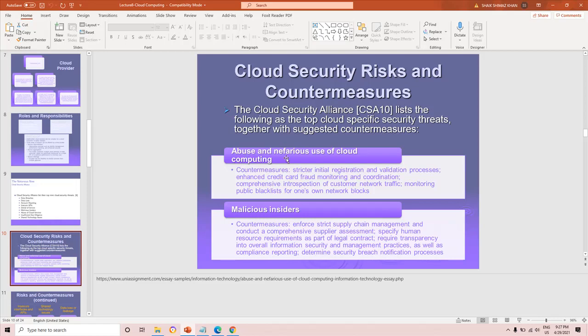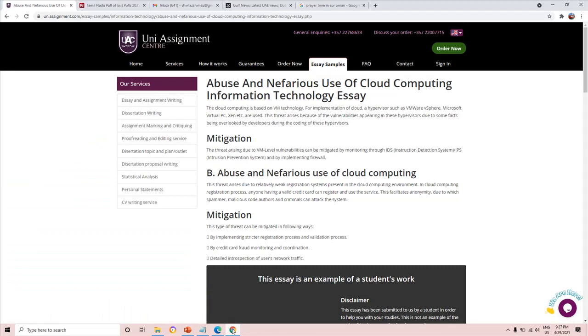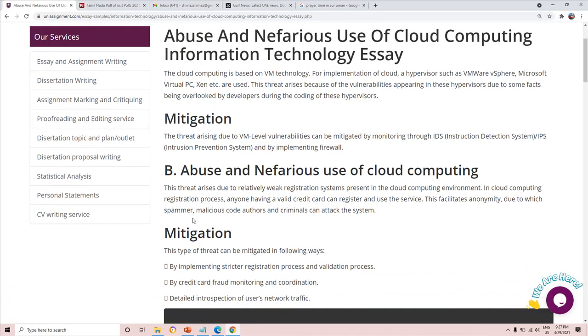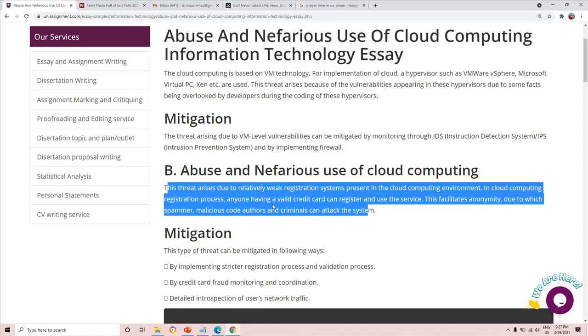The first one is abuse and nefarious use of cloud computing. So what is this? This threat arises due to a relatively weak registration system present in the cloud computing environment. In the cloud computing registration process, anyone having a valid credit card can register and use the service. This facilitates anonymity, due to which spammers, malicious code authors and criminals can attack the system.